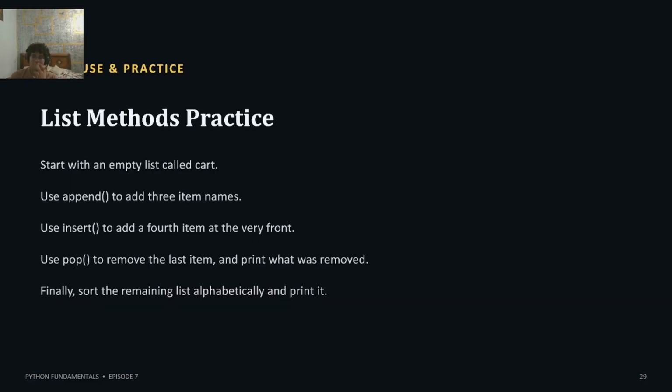The next one is practice round two. Just pause the video before you watch the answer and try it by yourself. Let's read the question. Use append to add three item names. Use insert to add a fourth item at the very front. Use pop to remove the last item and print what was removed. Finally, sort the remaining list alphabetically and print it.